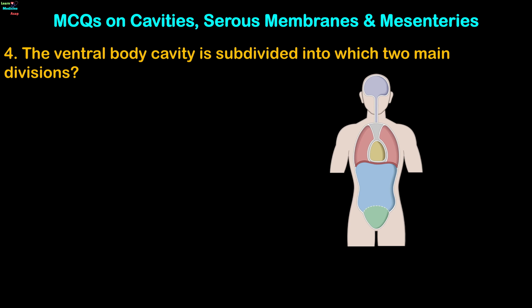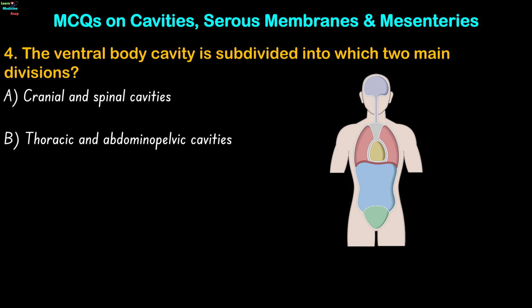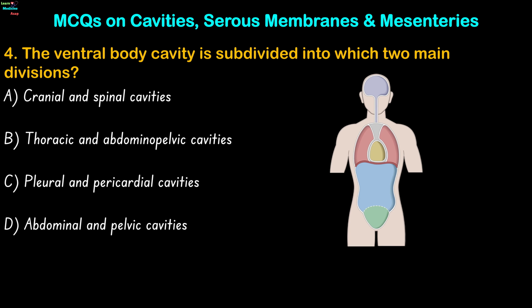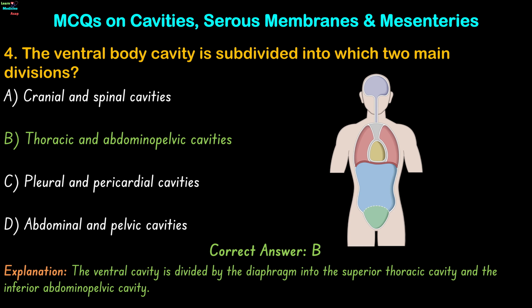Question 4. The ventral body cavity is subdivided into which two main divisions? Cranial and spinal cavities, thoracic and abdominopelvic cavities, pleural and pericardial cavities, or abdominal and pelvic cavities? The correct answer is option B. The ventral cavity is divided by the diaphragm into the superior thoracic cavity and the inferior abdominopelvic cavity.